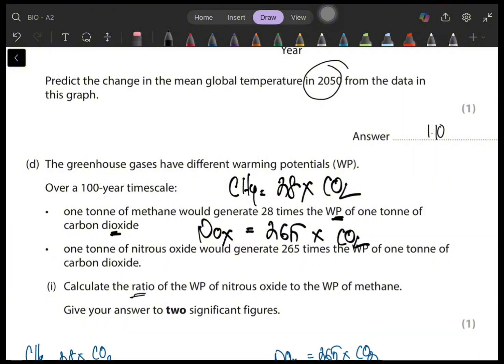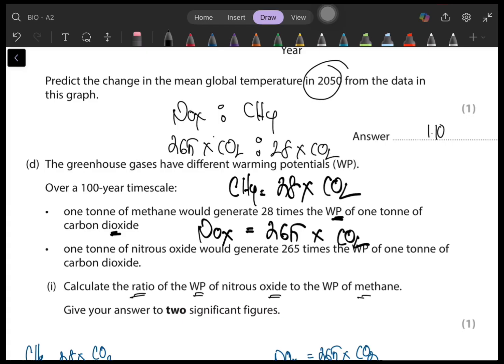Calculate the ratio of warming potential of nitrous oxide to methane, right? Nitrous oxide to methane. So this is going to be 265 times CO2 over 28 times CO2, right? The ratio means the division, so you can cancel out carbon dioxide and simplify 265 and 28. So this is what I have done in my answer.